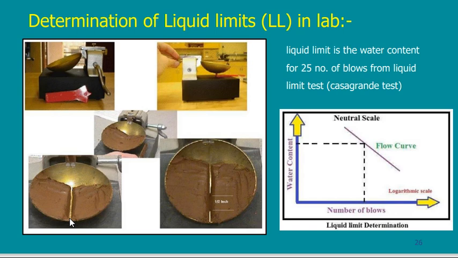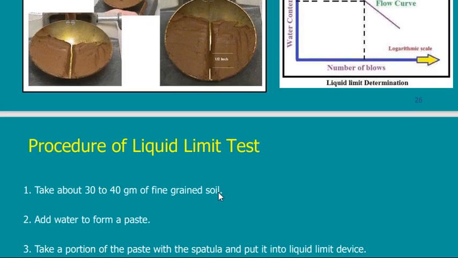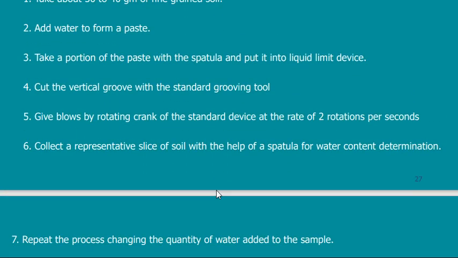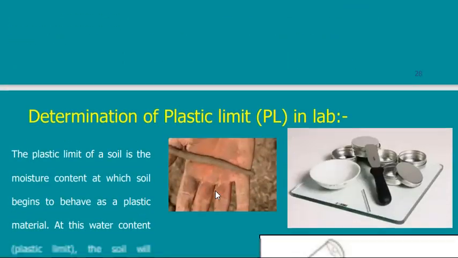If the two sides collapse together in, say, half an inch, as the experiments say, then the number of blows that makes you reach this is the liquid limit, and so on. Every test has a special procedure that you can find in the lab. So this is the procedure for the liquid limit, and this is a written procedure of it.